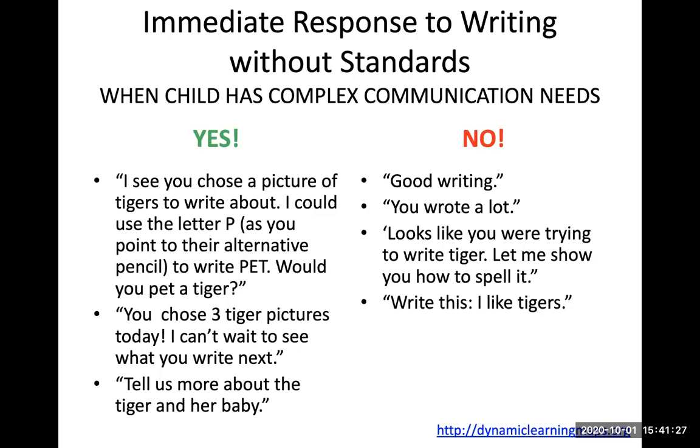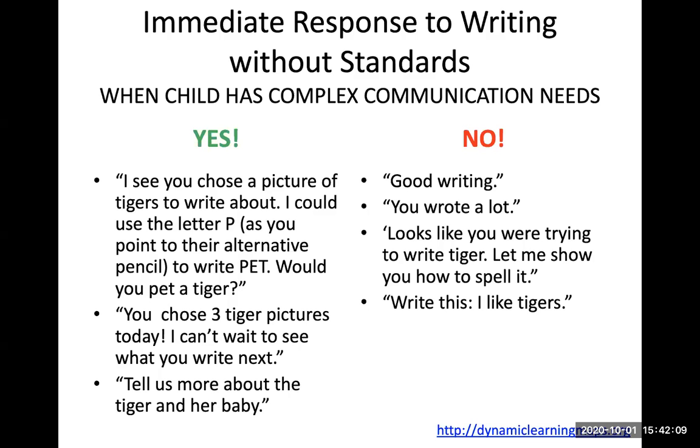So again, we want to avoid things like, "Good writing, you wrote a lot," or "Looks like you were trying to write tiger. Let me show you how to spell it." Don't do that. You want to say things like, "I see you chose a picture of tigers to write about." I could use the letter P, and you would point to the letter P, maybe on chalk or a keyboard, and say, "I can point to P and write the word pet. Would you pet a tiger?"